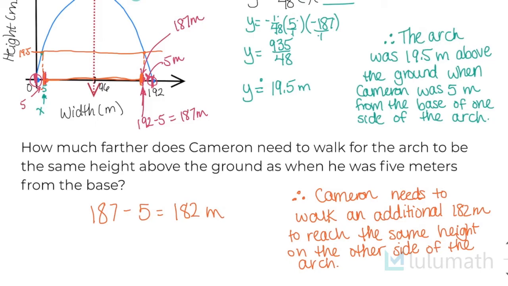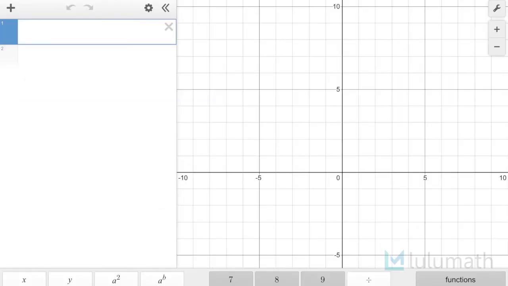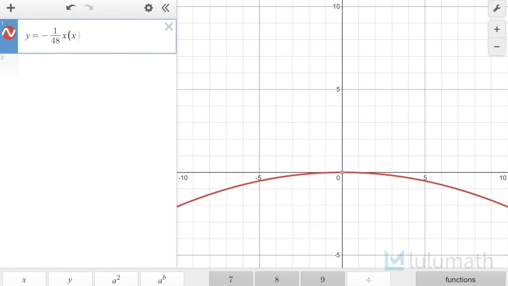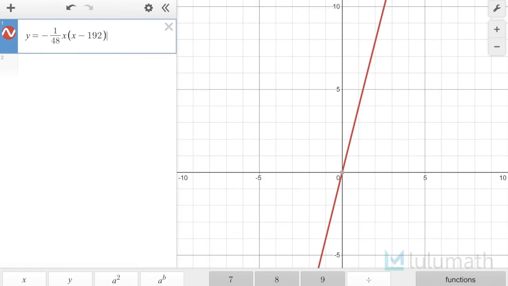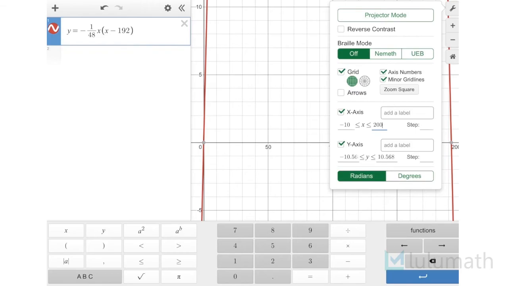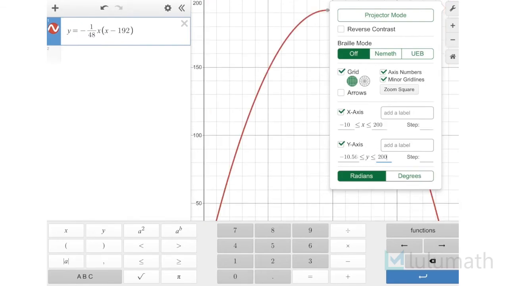All right, awesome. So let's go ahead and use Desmos to verify all of our answers to this problem here. So we got as our equation y equals negative 1 over 48 multiplied by x multiplied by the quantity x minus 192. And we can't see our full parabola right now because our zoom is not proper. So we know that our arch is 192 meters wide. I'm going to have my width go out to 200 because that goes past the 192 that I need. And we also know that it goes to a maximum height of 192. So I'm going to have my height go up to 200 so I can see that as well.